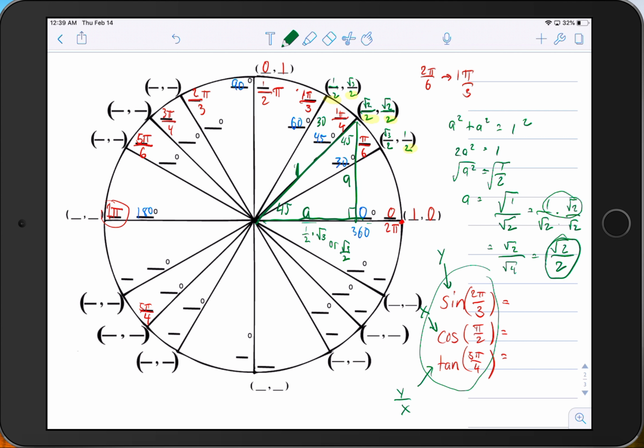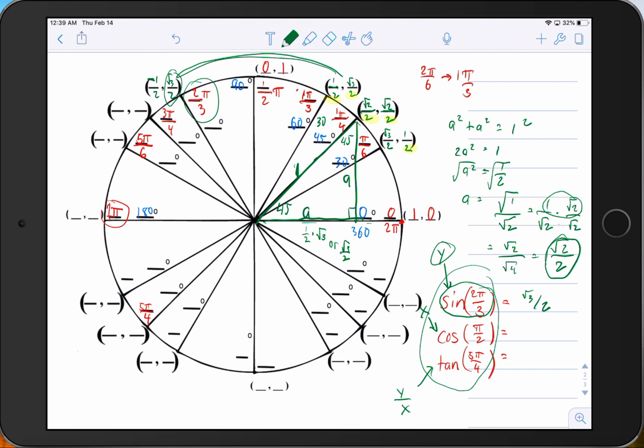So what's the sine of 2 pi over 3? Well, we haven't done it here, 2 pi over 3, but I know there's a symmetry between these two. And so it must have the same y value, but the x value is the same, but probably in just a negative version because that's on the left side. So it's asking the sine of 2 pi over 3. Sine has to do with y, so that's this value. Root 3 over 2 is your answer.